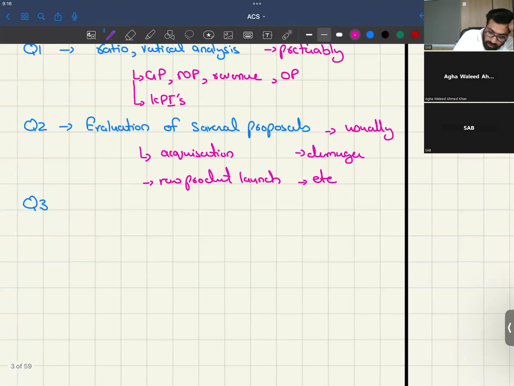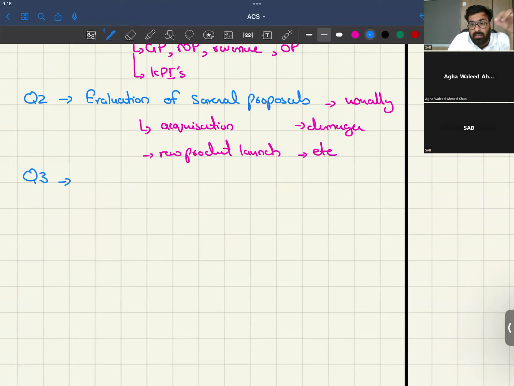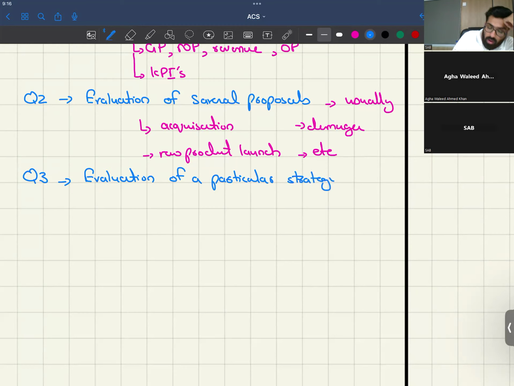Now what's the third question here? The third question here, guys, is that you have to do an evaluation of a particular strategy, right? Evaluation of a particular strategy.